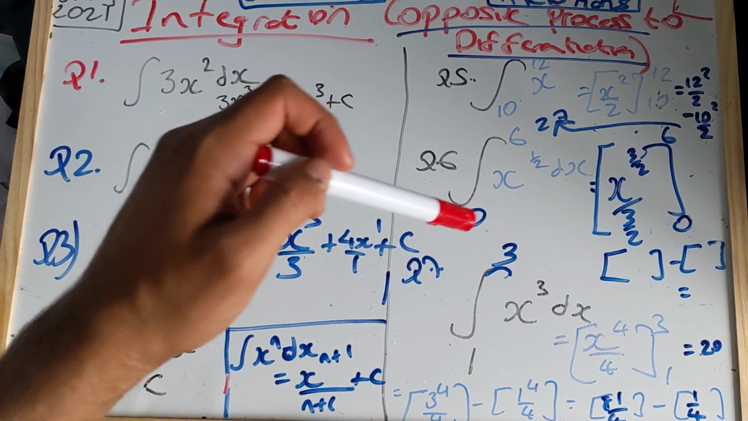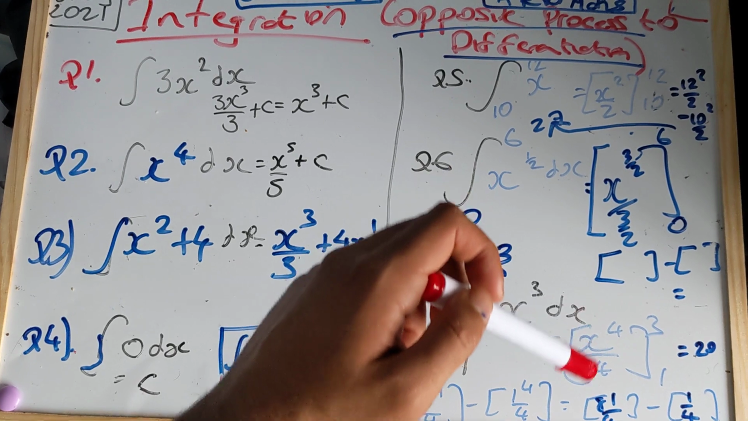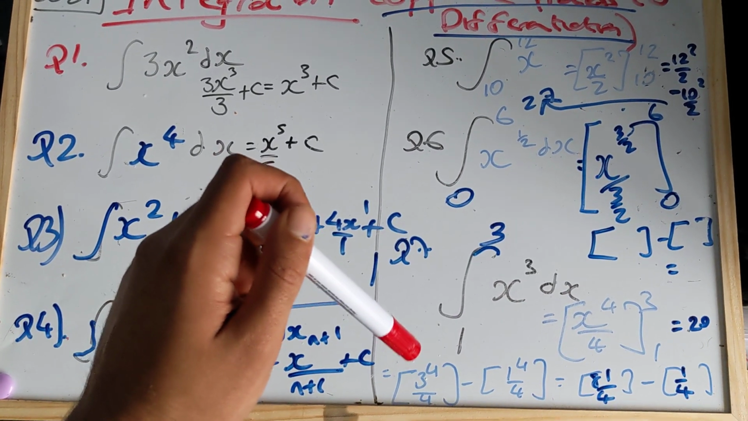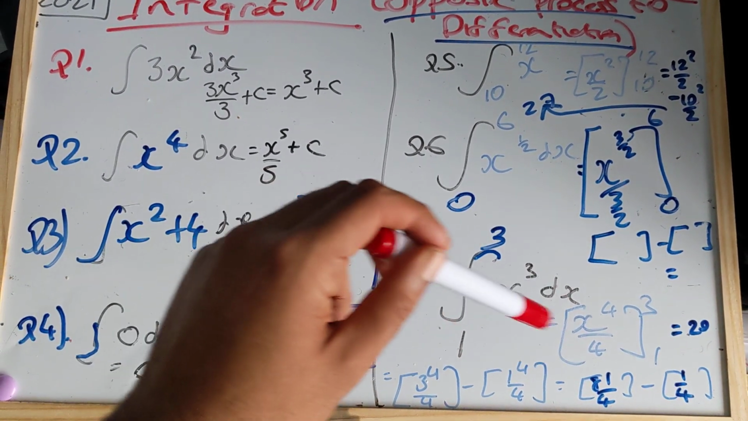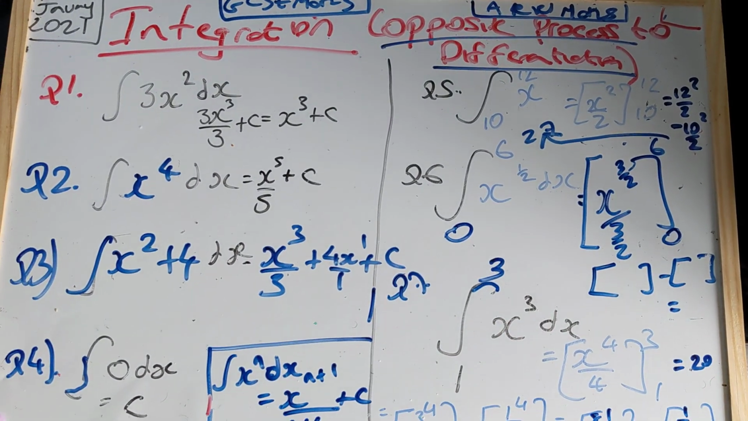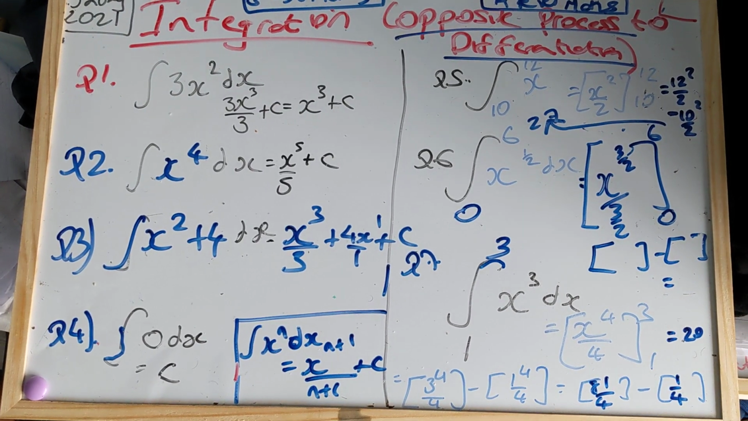And then question number 7, x cubed dx between 1 and 3, add 1 to the power, divide by the new power. So I get 3 to the power of 4 over 4 minus 1 to the power of 4 over 4, which is going to be 81 over 4 minus 1 over 4, which is 80 over 4, which is 20. So that is my answer to question number 7, guys. I hope it made sense.